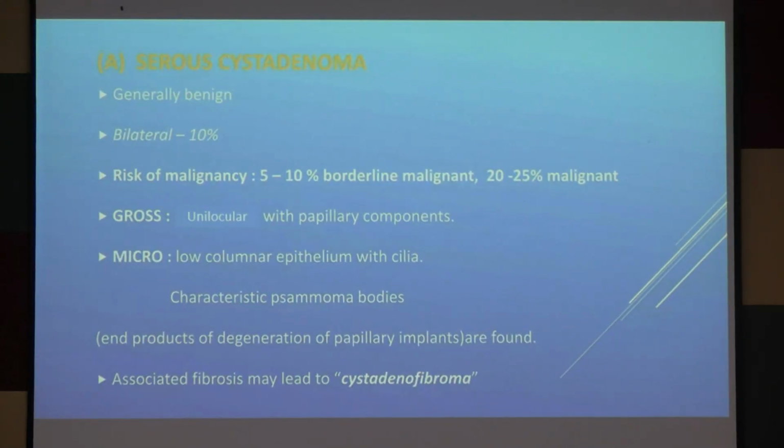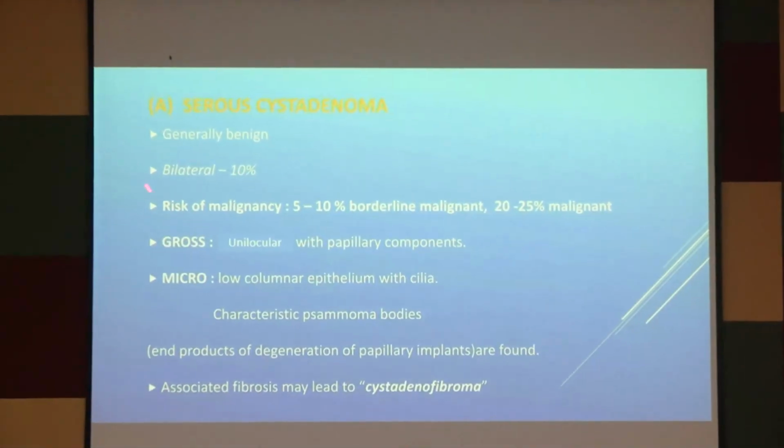So first is a serous cystadenoma. What is a serous cystadenoma? What is inside it? It will contain serous fluid. What does serous mean? Clear watery fluid, in comparison to mucinous, which is thick gelatinous fluid. This is usually a benign cyst, can be bilateral.